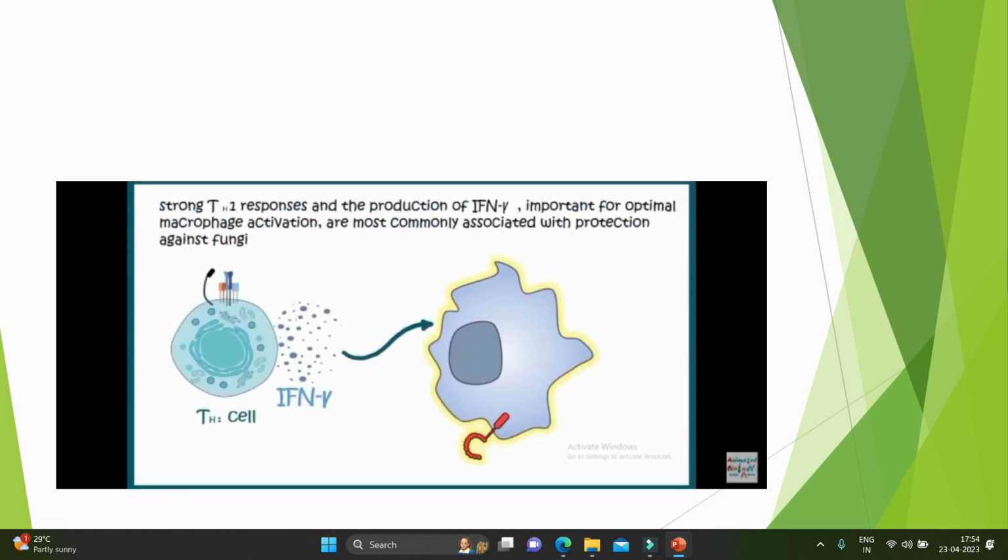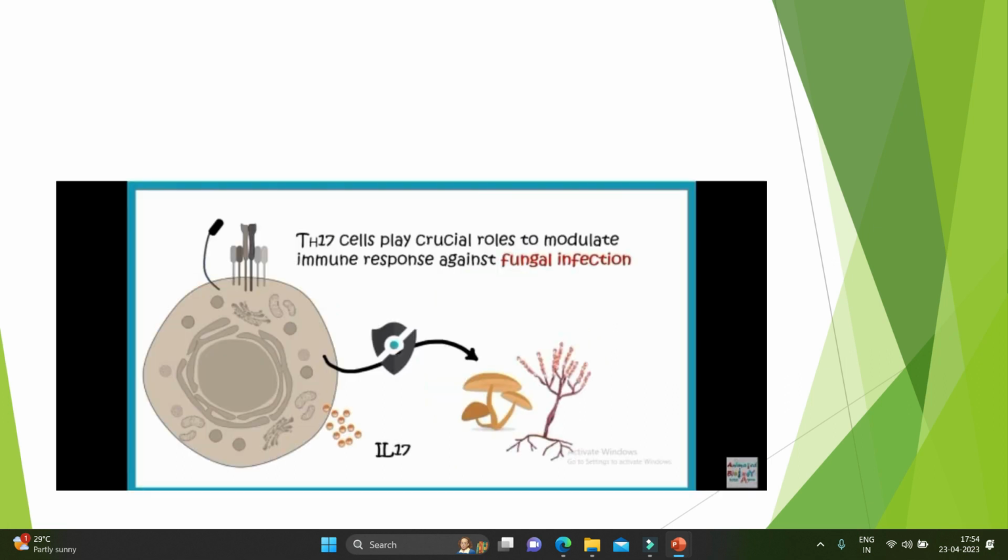These days it is well known that Th1 cells, one of the populations of T cells, are really important against fungal infection. Th1 cells activate macrophages and create inflammation. This recruits more macrophages and neutrophils to the fungi, and there is clearing of these fungi from the system. Now, more recently, Th17 and IL-17 have been found to be key factors against fungal infections.